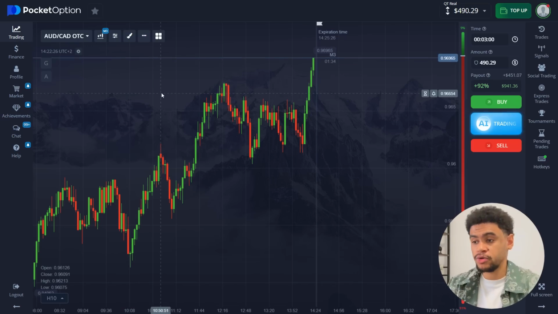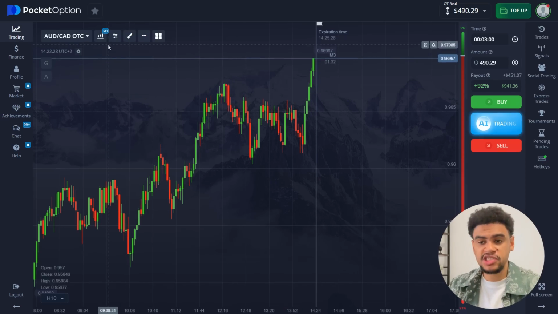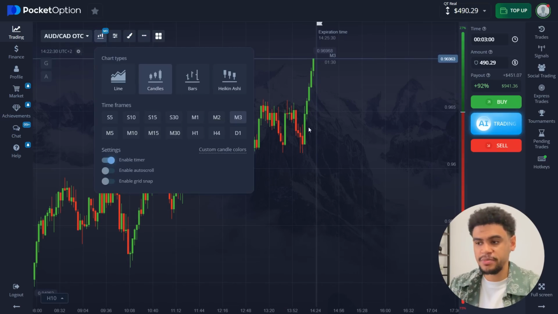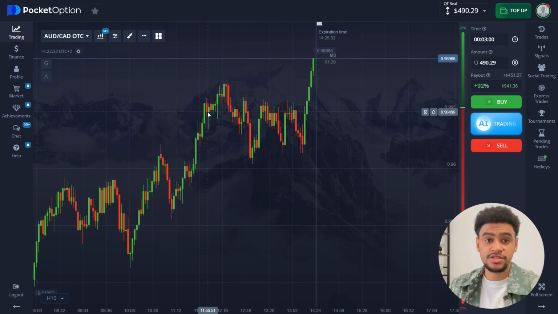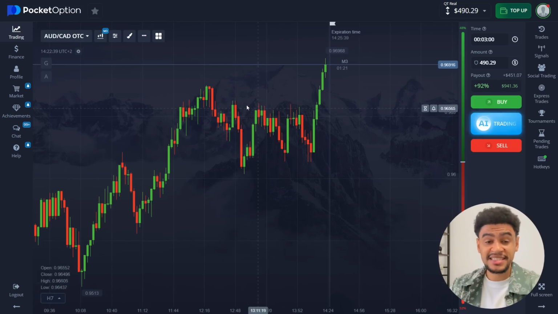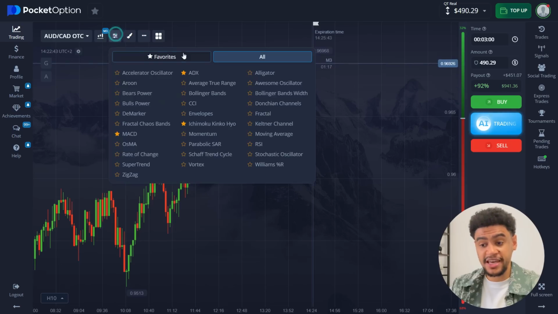Now here we are on Pocket Option. For this strategy I use 3-minute time frame and 3-minute expiration time. That is crucial. I've worked on this strategy, as I said, for a couple of months, and these are the best settings for this specific time frame. So let's go and add our indicators.